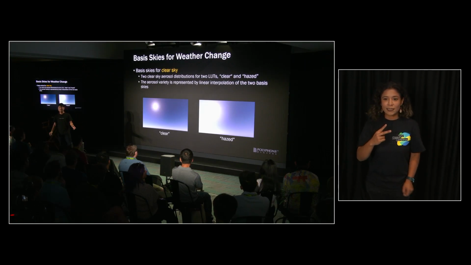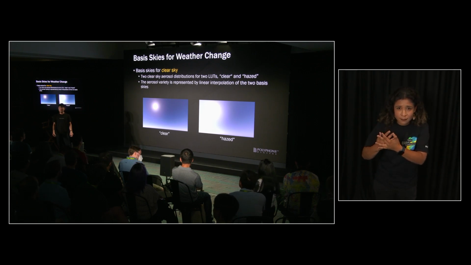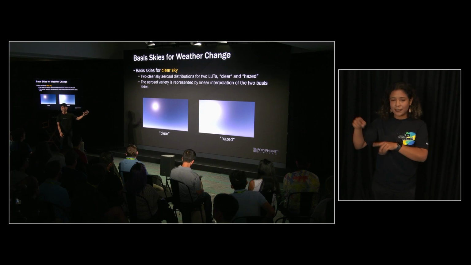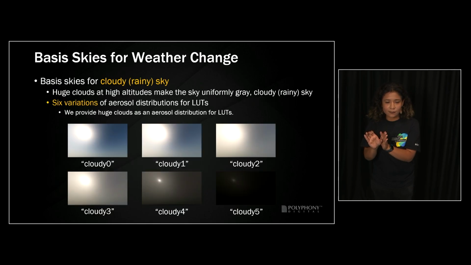For the aerosol distribution representing clear skies, here we define only the two extreme distributions, each of which is a lookup table. So the aerosol diversity is represented by the linear interpolation of these two lookup tables, clear and hazed.